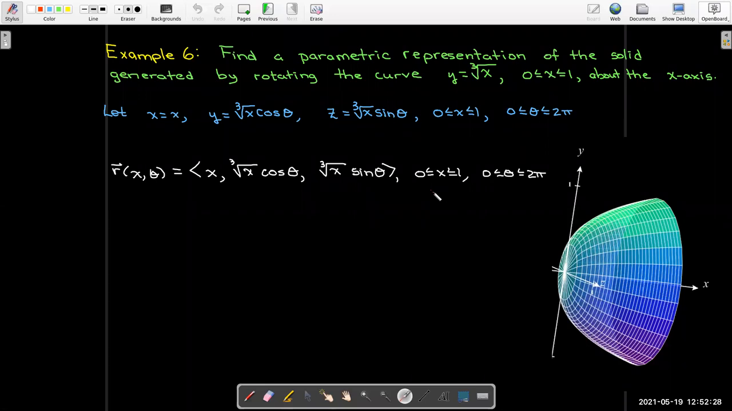So now we have many examples of parametric surfaces. How can we use this to help us analyze these surfaces? That's what we're going to do in the next video.